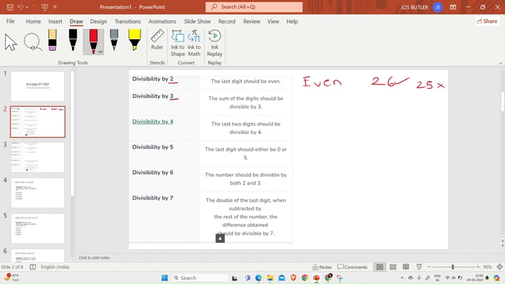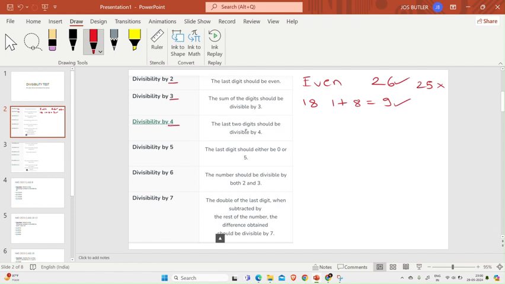So, divisibility by 3. The sum of digits should be divisible by 3. Let us pick an example. Let's say we have 18. So, 1 plus 8 is equal to 9. Now, is 9 divisible by 3? Yes, it is. So, the number is eventually divisible by 3.